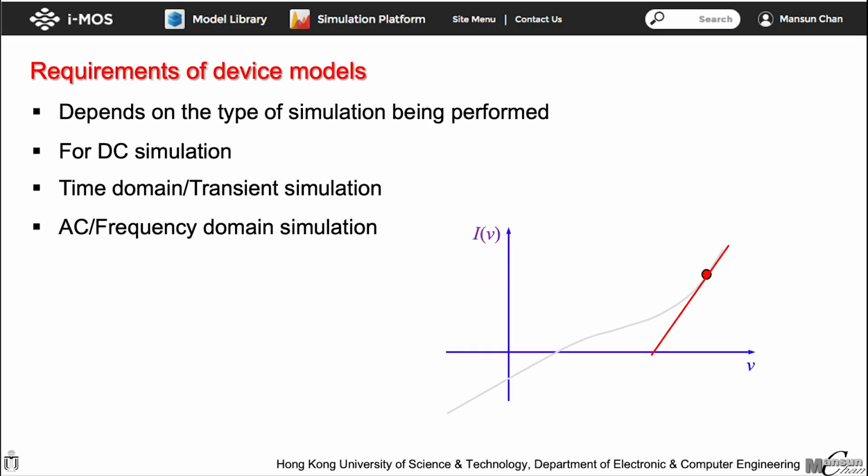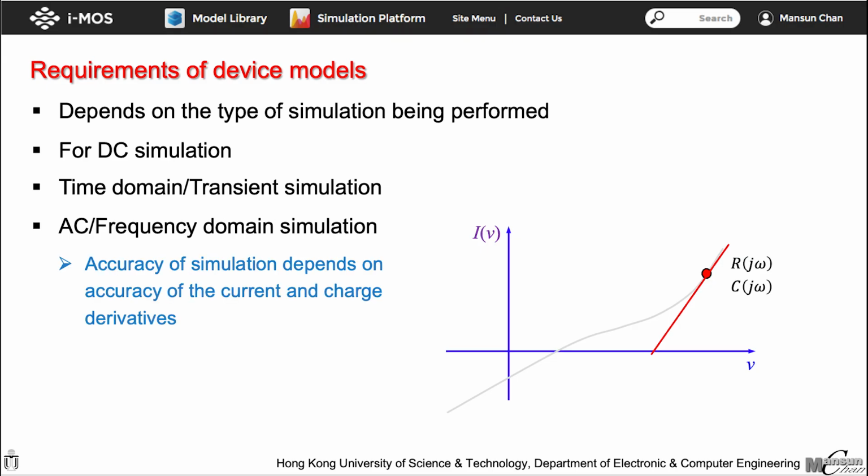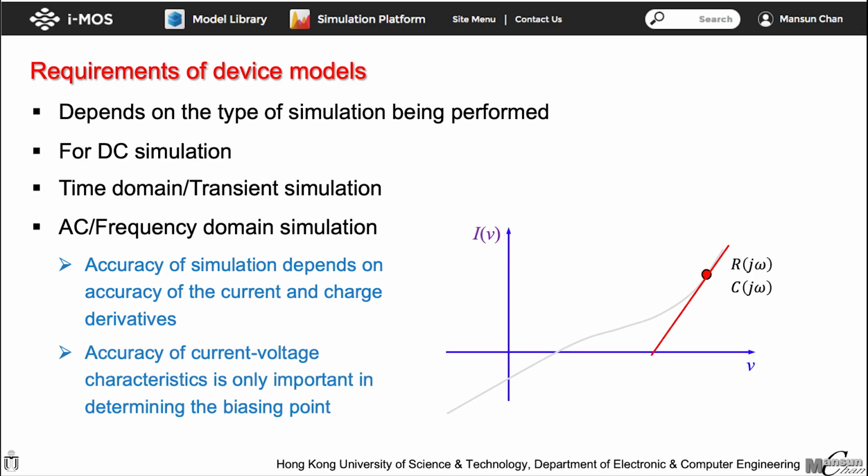This approach is generally valid when the simulation is focused around the biasing point, which we refer to as small signal analysis. In this case, the slope or gain of the circuit around the biasing point is determined by how conductance and capacitance change with frequency. Therefore, unlike DC and transient simulations, the accuracy of AC simulation relies heavily on the accuracy of the derivatives. The current voltage characteristics are primarily important for identifying the biasing point. Once the biasing point is established, convergence issues are typically not a concern, as the circuits have been linearized.